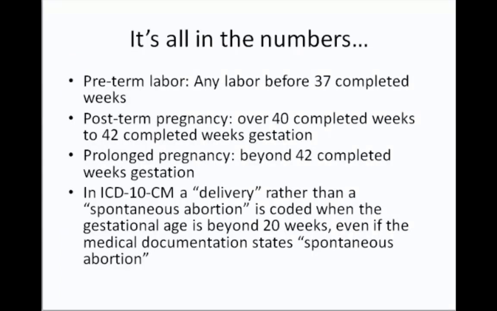I have this slide just to remind all of us, especially me, it's all in the numbers. It's so important in the pregnancy chapter, the OB chapter, to know the numbers. So wherever you need to write this down, I write it on the page opposite my guidelines. I'll show you in just a second. I write definitions, just things I need to remember. Preterm labor, any labor before 37 completed weeks. Post-term pregnancy is over 40 completed weeks to 42. That's a post-term. But when you get beyond 42, now you're talking about a prolonged pregnancy.